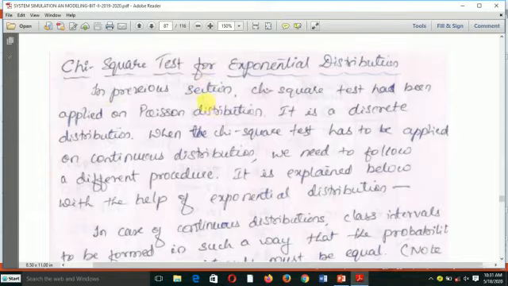In the previous section, the chi-square test was applied to the Poisson distribution, which is a fully discrete distribution. But we can also apply a chi-square test to a continuous distribution. If you want to apply it to a continuous distribution, you have to use another procedure. So we use the exponential distribution here.